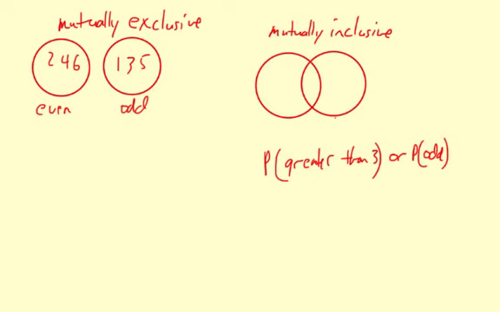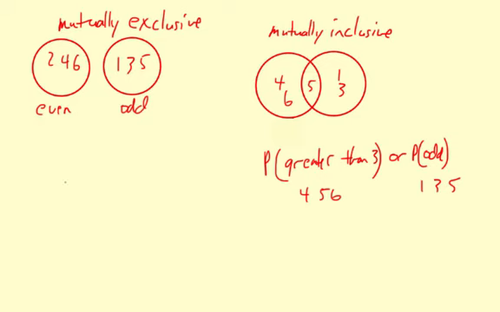Well, greater than 3, that is 4, 5, and 6. And the odd is 1, 3, 5. Well, greater than 3, the 4 and the 6, those are not in common, but the 5 is. And so for the odd, 1, 3 goes here, and 5 goes in the middle. So you can see it's mutually inclusive because the 5 is in common with both.